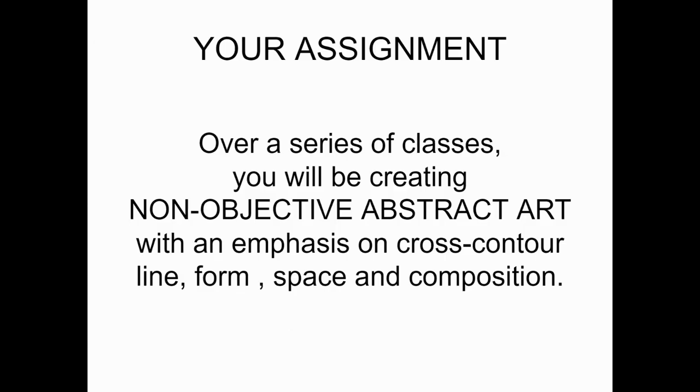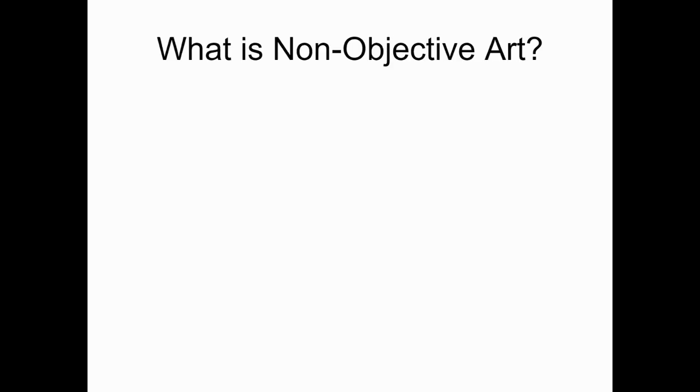Our assignment's going to be, over a series of classes, we're going to create a non-objective abstract art piece. The emphasis of this drawing is going to be on cross-contour, line, form, space, and composition. But what does non-objective art mean?